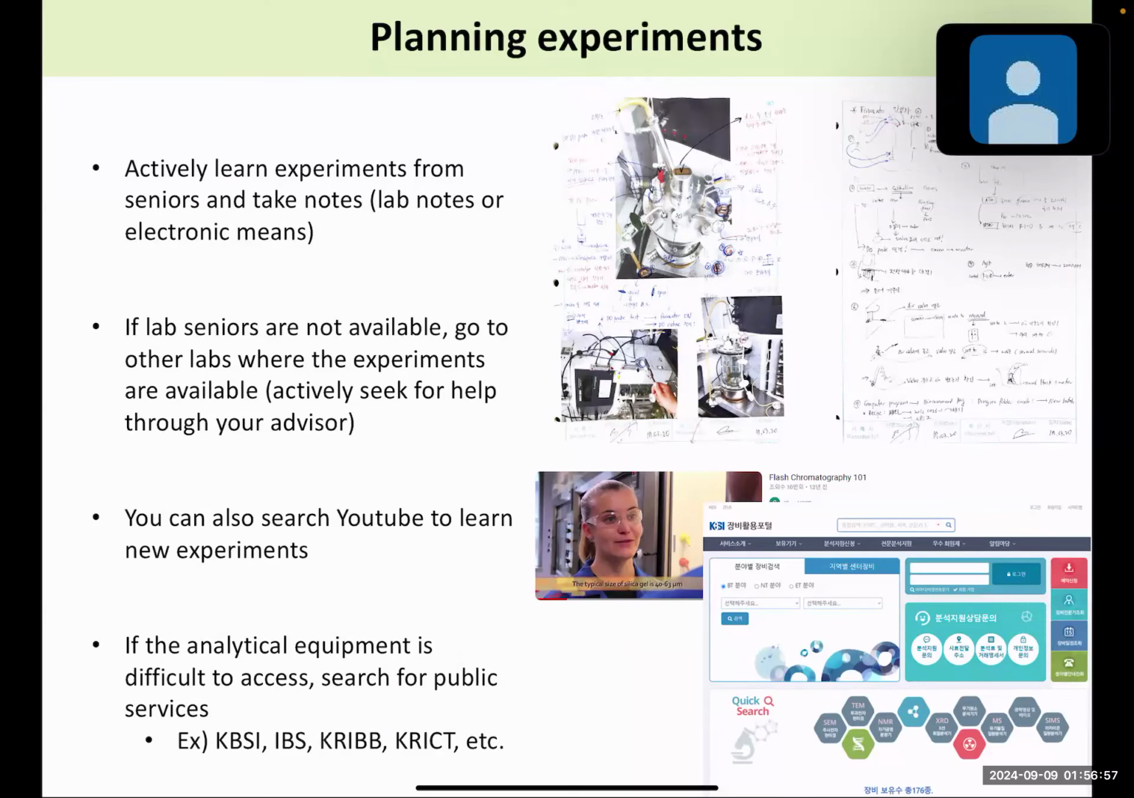And you also need to actively learn experiments from your lab seniors, and also you need to take notes. So these are my notes that I learned from lab seniors. And if lab seniors are not available, you can also go to other labs where experiments are available. And you can ask for help through your advisor, through your professor, if you want to ask for help in other labs. You can also search YouTube in order to learn new experiments if nothing is available.